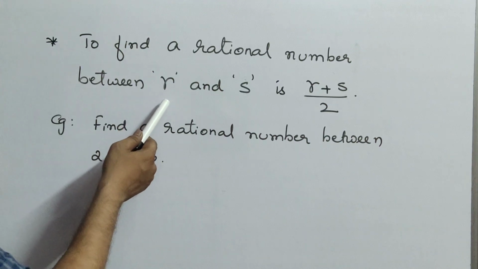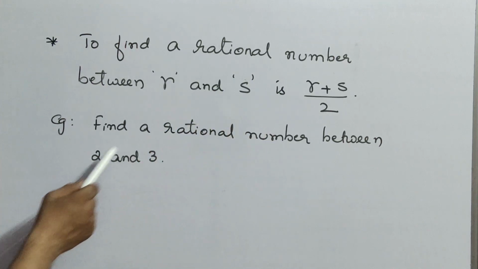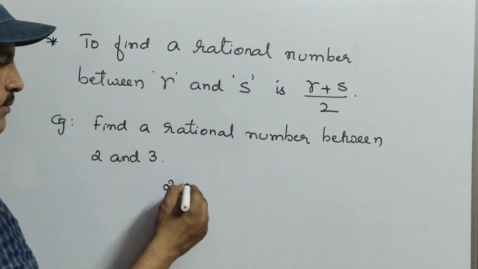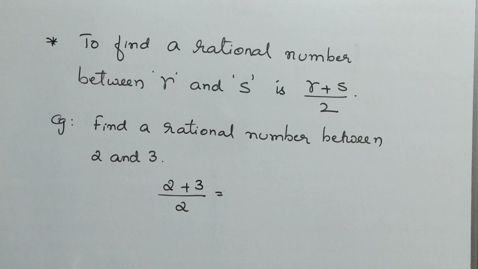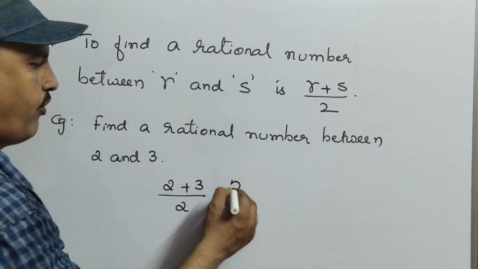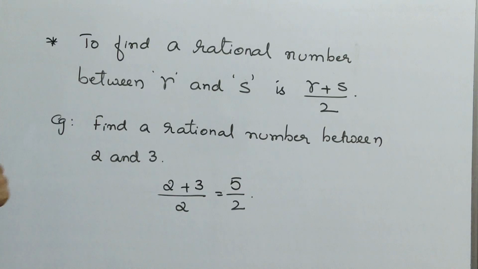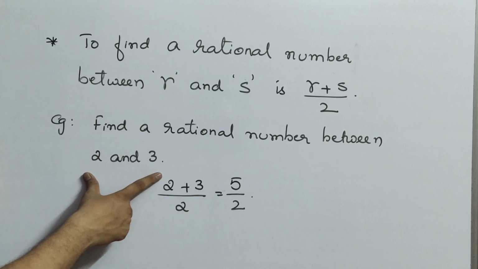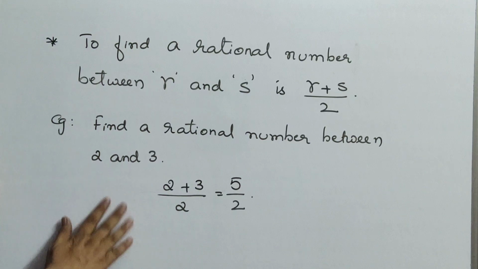So now, the same formula you have to use here. R means here 2, S means here 3. That means (2 plus 3) by 2. It is nothing but 2 plus 3, how much? 5. So 5 by 2. So this is the rational number between 2 and 3. So 5 by 2 is a rational number in between 2 and 3. Is it clear? This is how to find a single rational number.